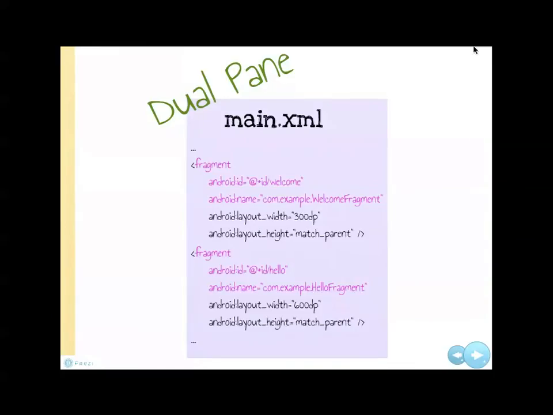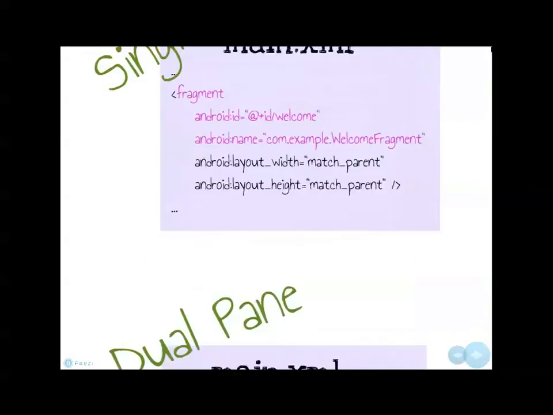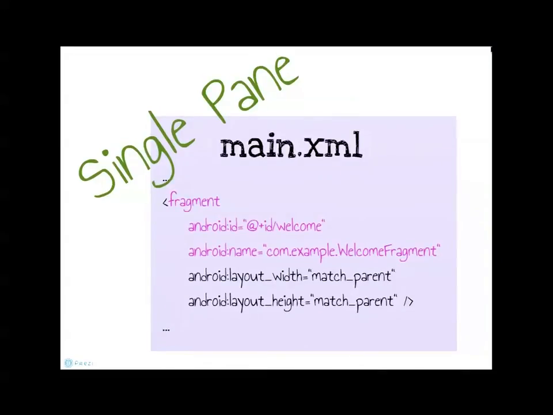If you're familiar with how layouts are chosen by the system, you put them in different folders. This is now outdated, but the way that you do it is you have a normal layout folder, layout-large, and layout-xlarge. Extra large is for the tablet. So you would put this dual pane one in the layout-xlarge folder, and you would put this one in the standard layout folder.